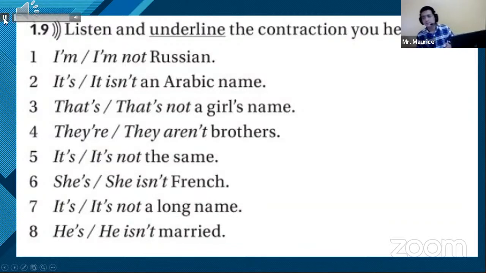Audio 1.9. 1, I'm Russian. 2, It isn't an Arabic name. 3, That's not a girl's name. 4, They aren't brothers. 5, It's the same. 6, She isn't French. 7, It's a long name. 8. He isn't married. Okay, one more time.